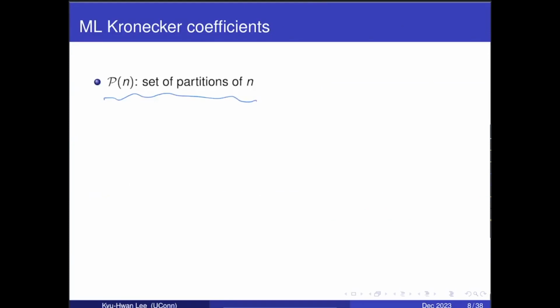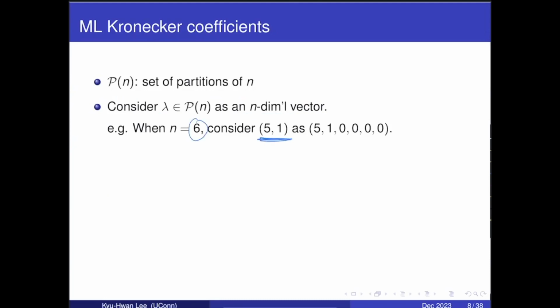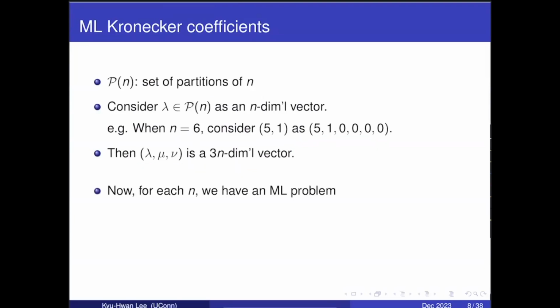So let us consider the set of partitions of n, and consider λ as an n-dimensional vector. We already did that. To make sure, if we have a partition of 6, 5, 1, we consider this as a 6-dimensional vector like this by putting in enough zeros. Then this triple is naturally a 3n-dimensional vector, because it's a triple.